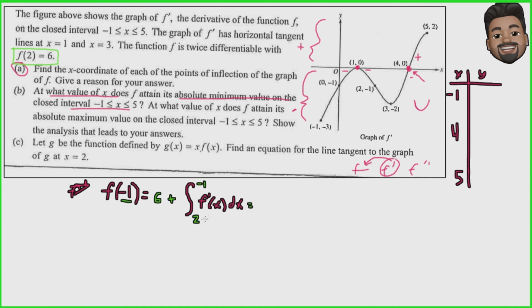Once we've done this, well, we need to go from most positive to most negative. So this is going to be 6 minus, let me go ahead and write this out, the integral from -1 to 2 of f prime of x dx. Well, how do I go about doing this? Well, I'm given the graph of f prime. What does the antiderivative tell us to do? It tells us to find the area under the curve, right? From -1 all the way to 2 right here. So we need to find this area under the curve.